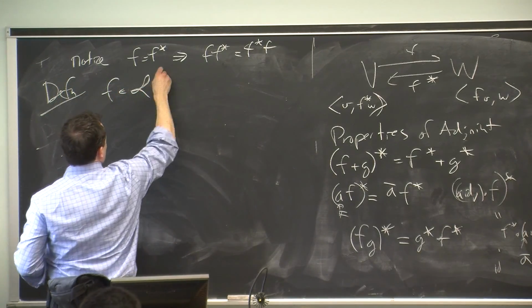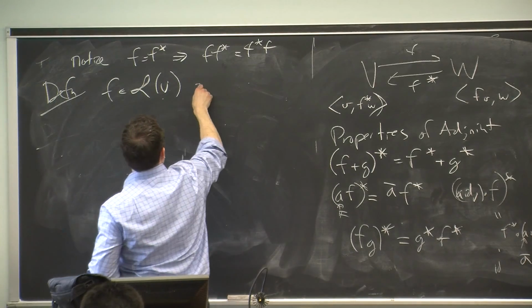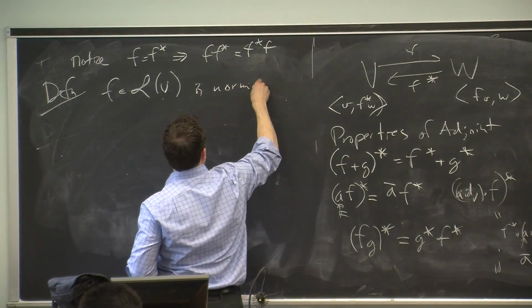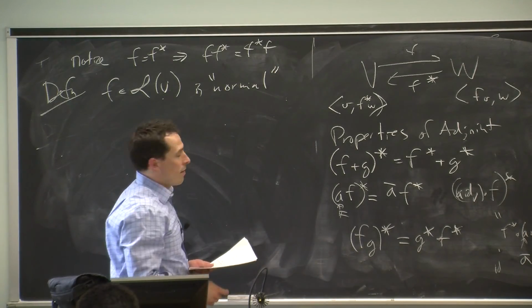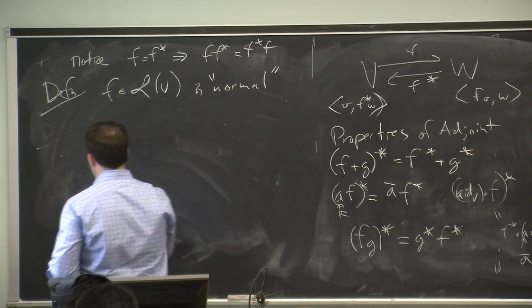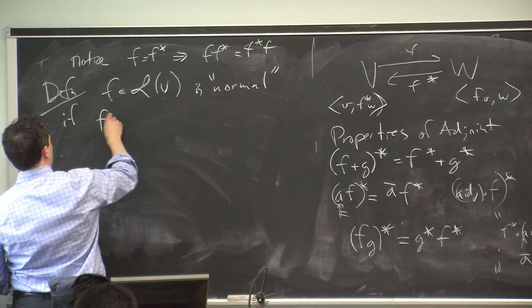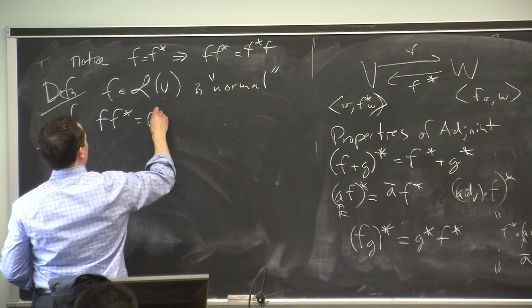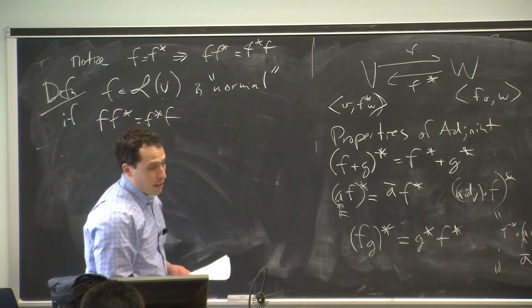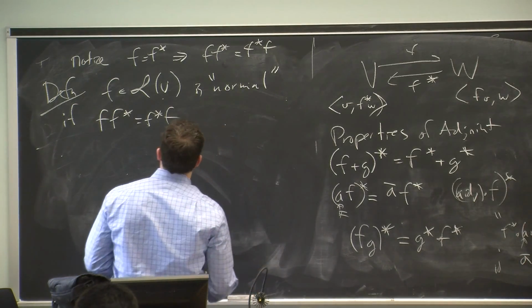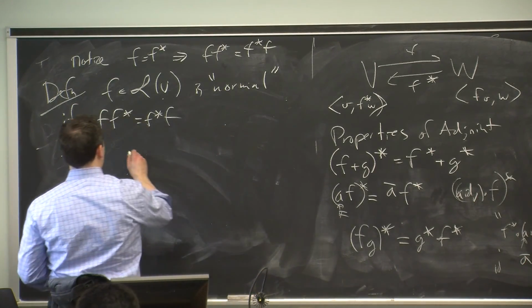That is, we define an operator to be normal, and we'll get in a second another characterization that makes that word easier to remember, if F star equals F star F. And so every self-adjoint operator is normal, but not every normal operator is self-adjoint.